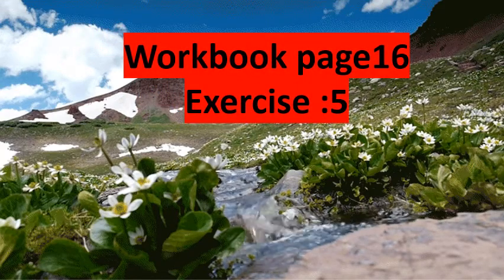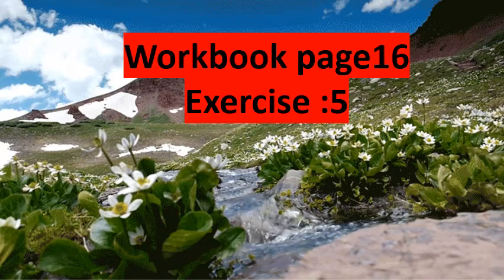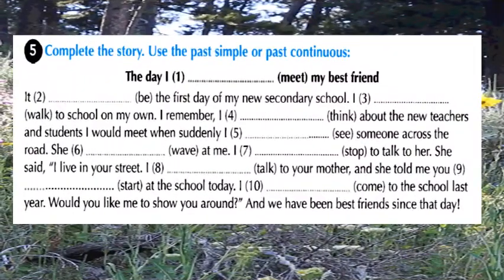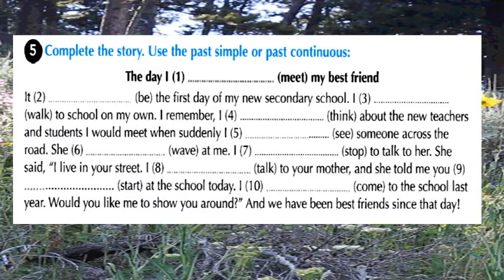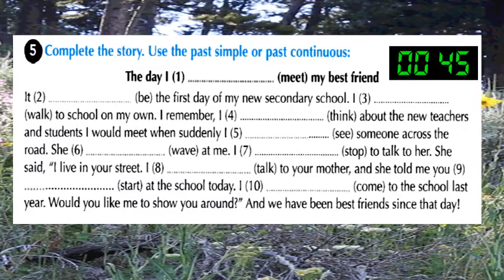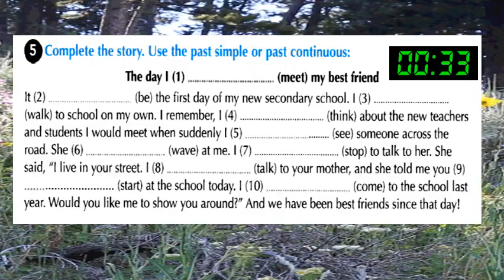let's move to workbook page 16, exercise number 5. Exercise number 5. Complete the story. Use the past simple or the past continuous. Look at this exercise carefully. Read the story and try to correct the verbs between brackets to complete the story correctly.